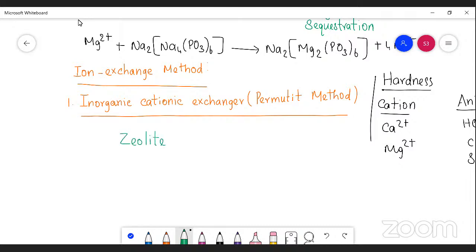So what is a zeolite? Sodium aluminosilicates are called zeolites. So zeolites are sodium aluminosilicates.